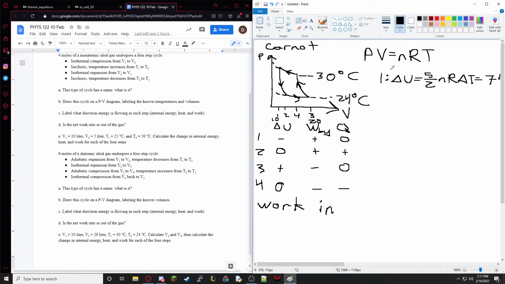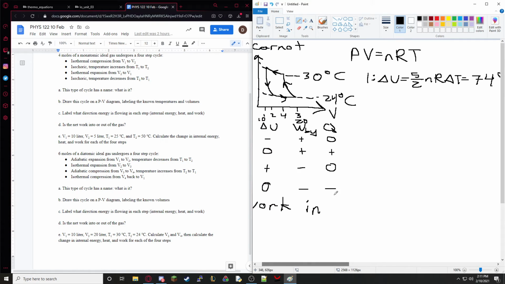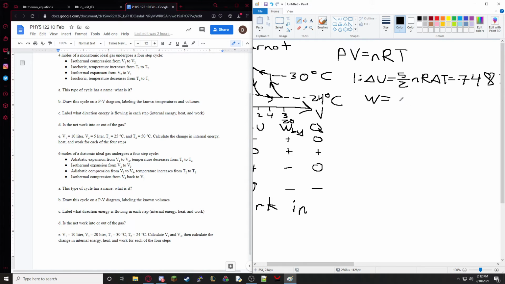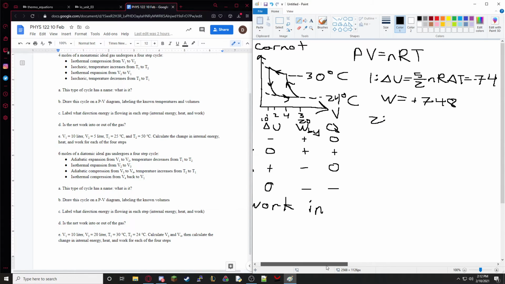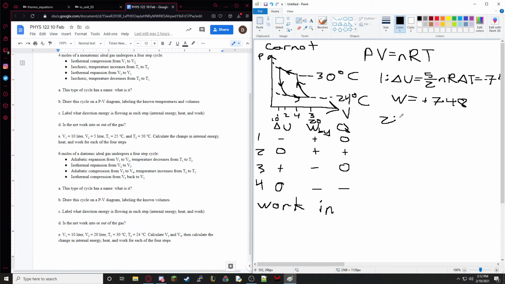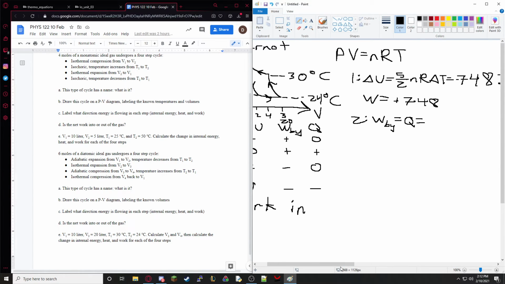But anyway, we have our change in internal energy, and so we would be able to calculate the work done by the gas, right? And that's just the opposite of that, because our heat flow is 0. So work is equal to... Oh, we also have to note that there's a negative sign here for the change in internal energy. So we have positive 748. For step 2, our delta U is 0. And then we can calculate our work by the gas, and it's also going to be the same thing as Q. And what would that be? How would we calculate it?